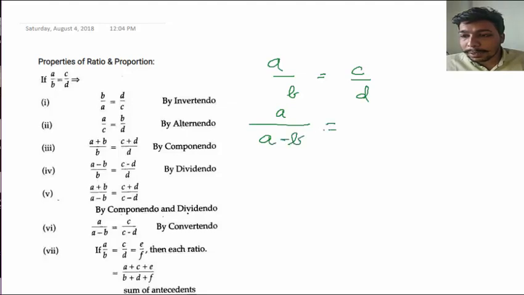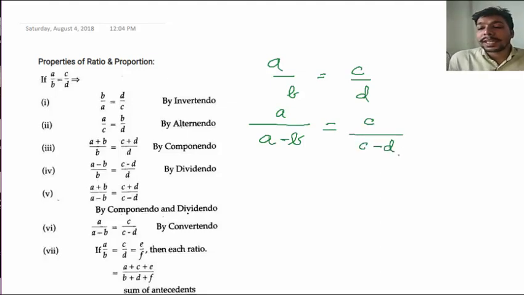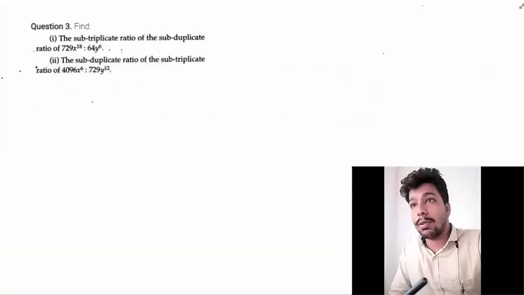Okay, now convertendo. Convertendo is what? You have numbers A by B and C by D. Now what you have to do is that A remains as it is and you subtract B from it and write it at the place of denominator, as well as C remains as it is, but the subtraction of C and D will take place at the denominator.